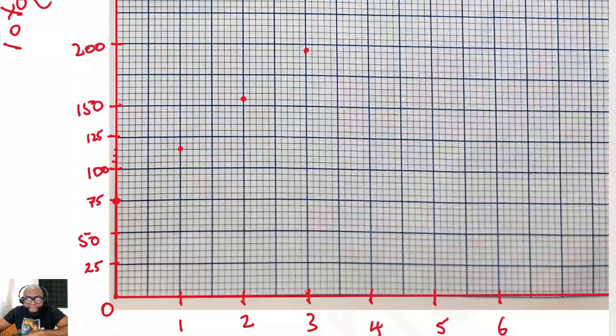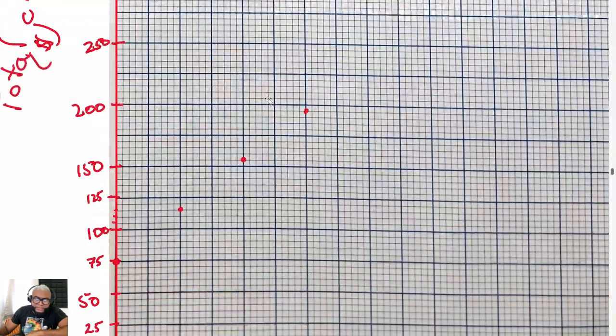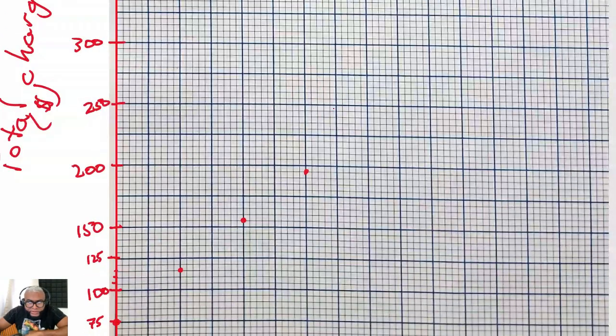Four, what? 235. 235, right? So it's 4, 235. So here will be 225, 230, 235 would be here. Next one.